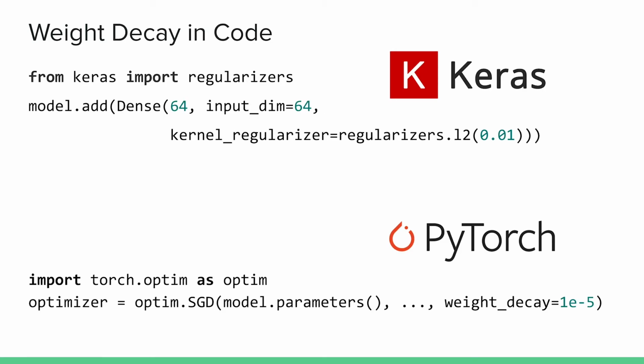Weight decay in practice, for example with Keras, is that you basically just specify in your layer a kernel regularizer and say, take the L2 norm, that's basically the weight decay. For PyTorch, there is a specific parameter called weight decay, and you just specify that one parameter that says this alpha value of how fast your weights decay towards zero.